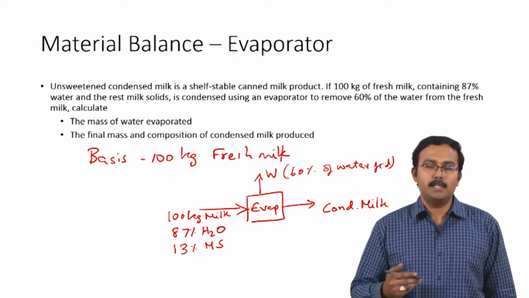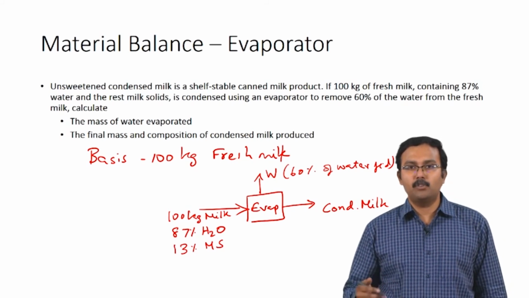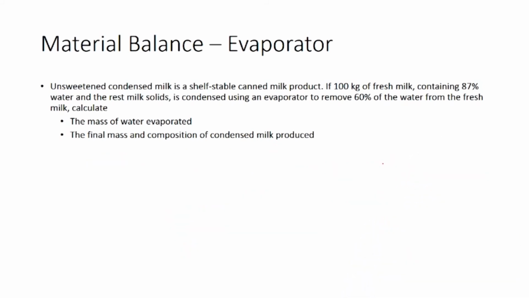Using this information, let us see if we can calculate the amount of water which is evaporated and the final mass and composition of the condensed milk. So, the problem statement tells you that 60% of the water which is entering into the system through the fresh milk is evaporated in the form of water vapor. So, let us first calculate how much of water is actually entering into the system. That would be water entering is equal to 0.87 times 100 kilograms, which is 87 kilograms.